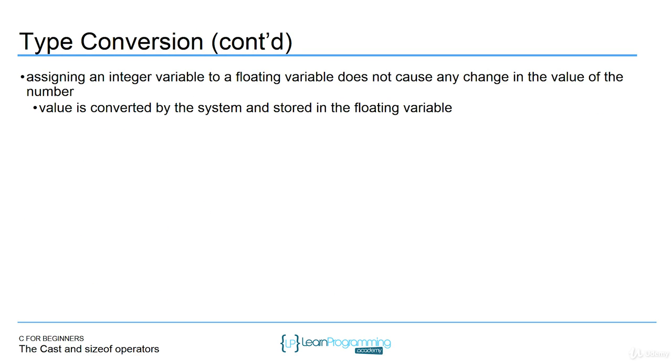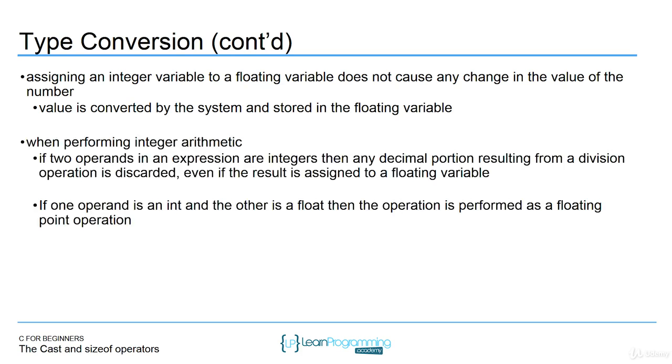Now, if you assign an integer variable to a floating point variable, which is the opposite, it doesn't cause any change in the value of the number. The value is converted by the system and stored in the floating point variable. So you don't really have to worry about assigning into a float. If you assign 12 to a float, it's still going to be 12, just 12.0.